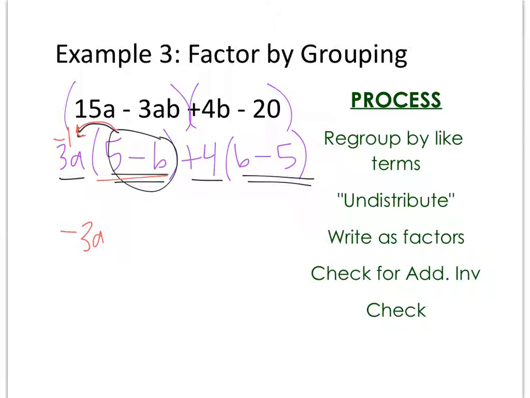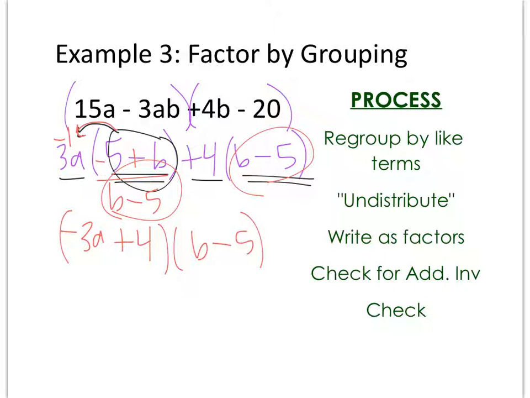And when I take a negative out of this 5 minus b, this 5 becomes a negative 5, and this b becomes a positive b. So I simply change all the signs of that term, and then I change the sign of the 3a term in front of it. So that 3a becomes a negative 3a, and this becomes b minus 5, which is good because that is now the same as that term. And so I have negative 3a plus 4 for the first factor, and b minus 5 for the second factor.